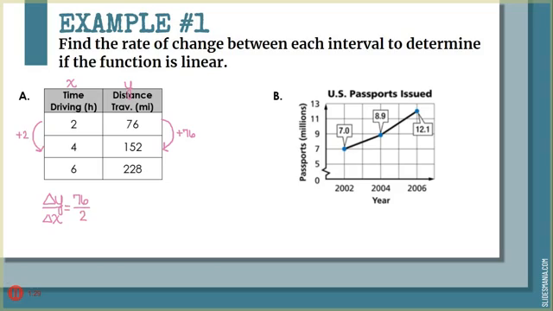And then I'm going to always simplify my fraction if possible. So 76 divided by 2 is going to be 38. So my rate of change between those first two ordered pairs is 38.